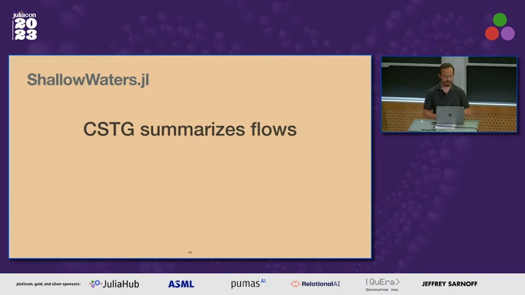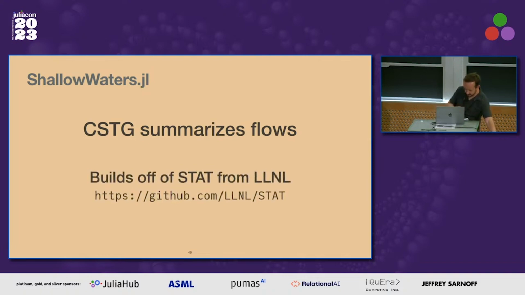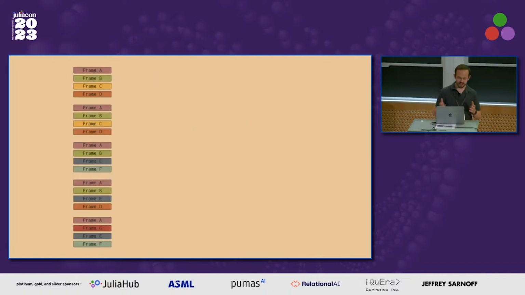So what CSTG does is it summarizes flows or groups of stack traces for us, exactly what FloatTracker produces. And this builds off of some of the work of STAT from the Lawrence Livermore National Laboratory. So what does CSTG do? Well, suppose I have a file full of stack traces like that. Here I have 5 stack traces with 4 frames each.